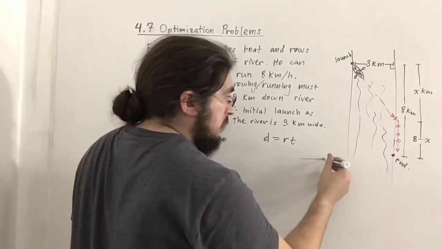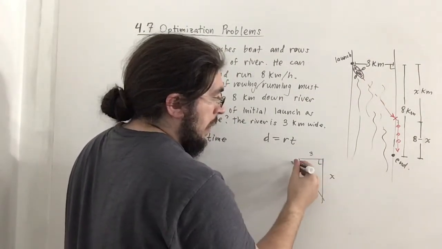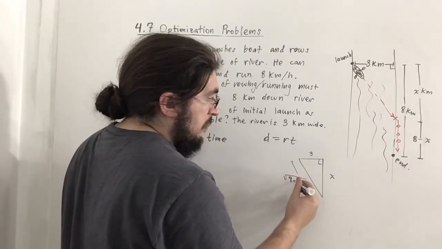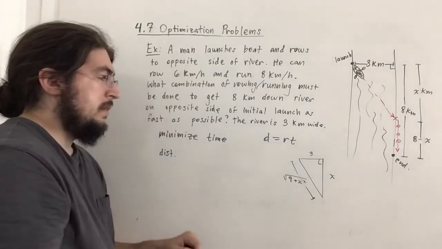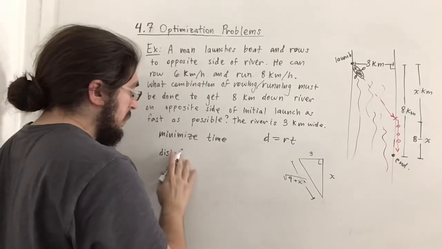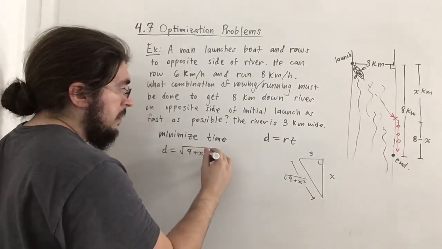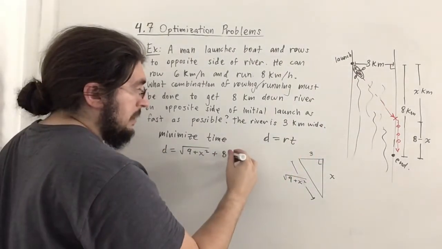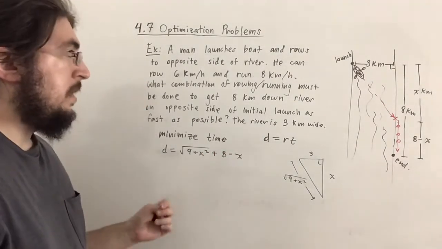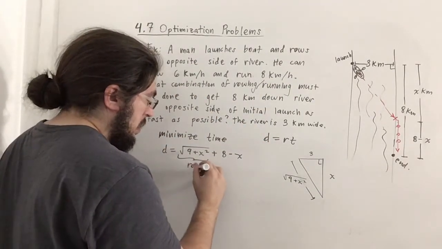So we have this triangle that is an x by 3, and the hypotenuse is unknown. But notice by the Pythagorean theorem, this is just the square root of 3 squared plus x squared. Perfect. So that's the distance we're traveling here. So this is the boat distance. So his distance, let's call it d, is equal to the square root of 9 plus x squared plus 8 minus x. Awesome. So we have distance in terms of x. Great. That's the total distance, because this is, again, the rowing distance and the running distance.